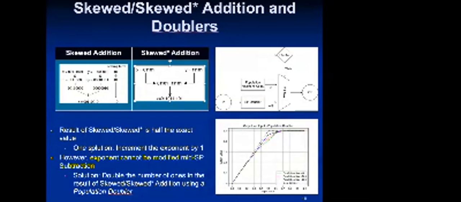And we double the number of ones using a unit called a population doubler, shown here on the right. The population doubler for any input will output a result that has twice as many ones as the input. And the input-output value relationship of the population doubler is shown here on the bottom right. The maximum value that can be represented by a population doubler is 1. And that is why we see that after an input value of 0.5, ideally the output of the population doubler saturates to a value of 1.